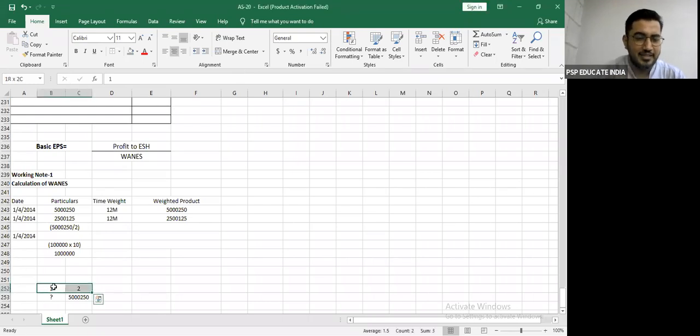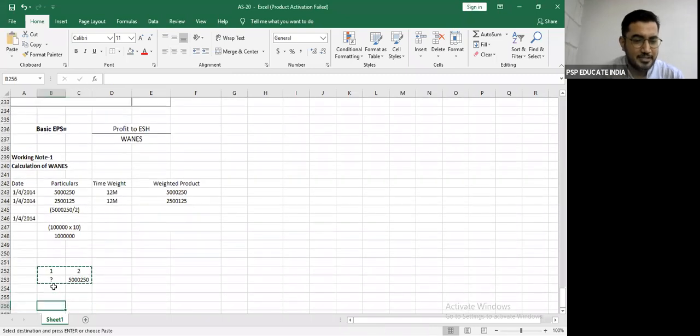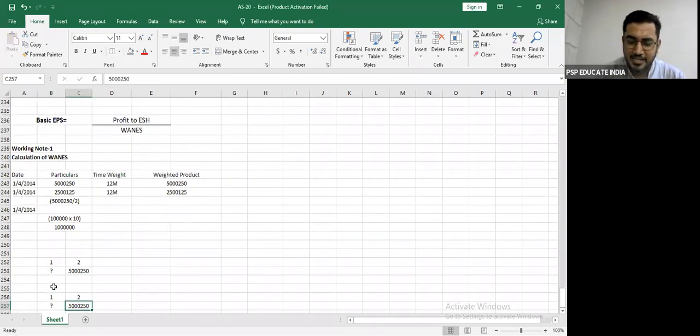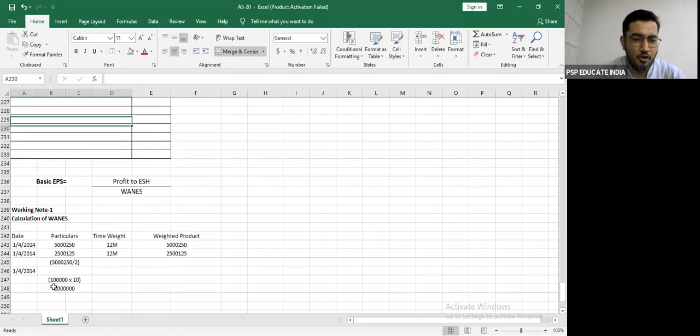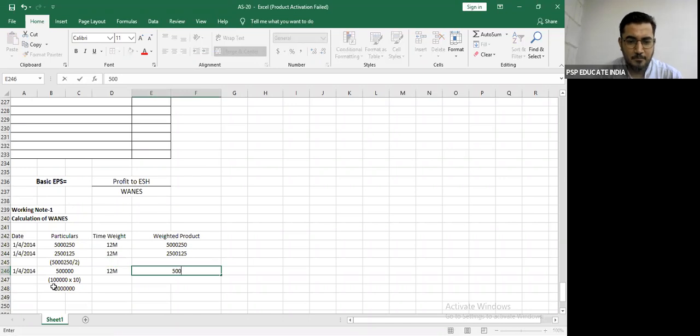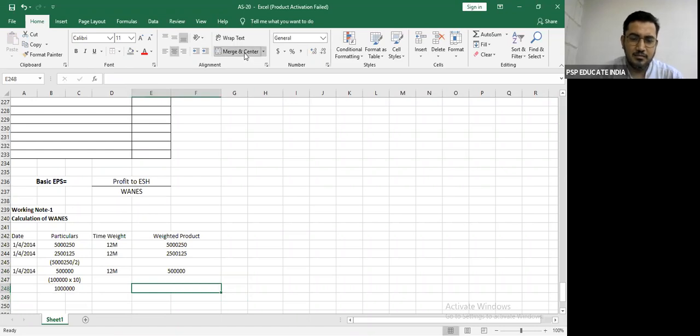So again we will think in this way: for every two shares, one share. For 10 lakhs, how much? Tell me, how much is your bonus element over here? 5 lakhs. Again your time weight will be 12 months. 5 lakhs. That's it. You will now get your weighted average.